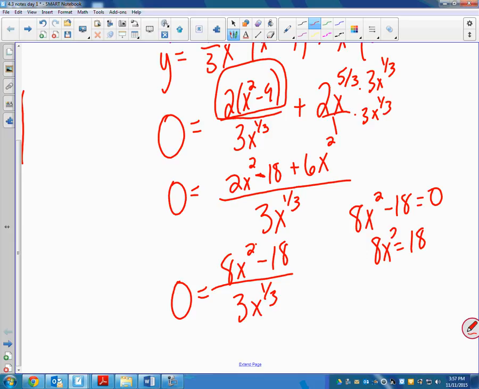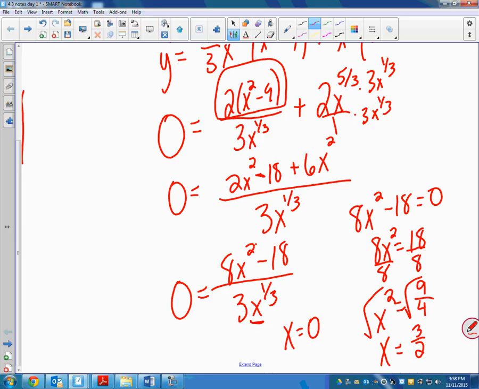8x squared equals 18. Look how much algebra we're doing here. What would that be? 9/4. Take the square root, which we would normally say plus or minus, but remember our domain is greater than or equal to 0. So I'm just going to take the positive root, which would be 3/2. Remember that critical points are also where we get 0, sorry, where I get 0 in the denominator, which 0 in the denominator would be a problem here.